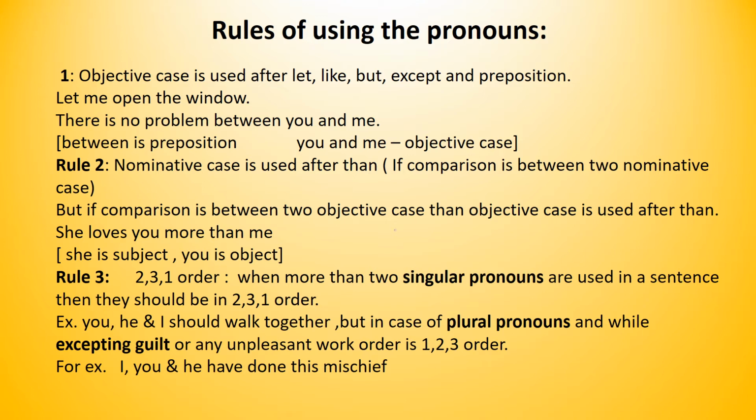Rule 3. 2, 3, 1 order. What is this? When more than two singular pronouns are used in a sentence, then they should be in 2, 3, 1 order. It means second person, third person and first person order. For example, you, he and I should walk together. But in case of plural pronouns and while accepting guilt or any unpleasant work, order is first person, second person, third person. For example, I, you and he have done this mischief.